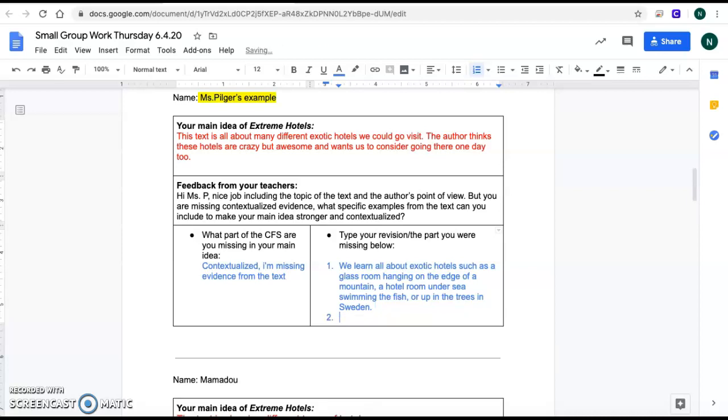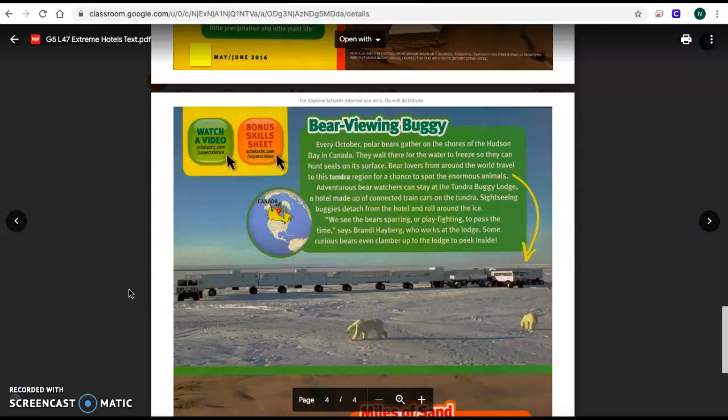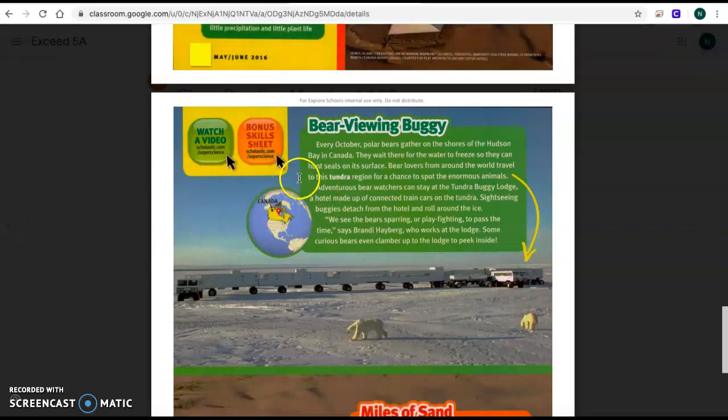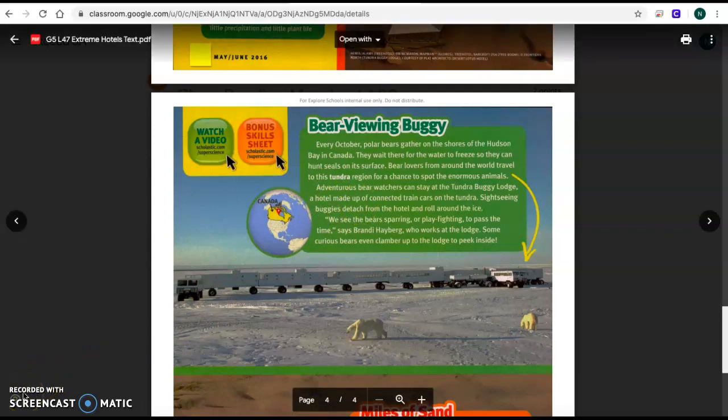But let me find now a really strong quote that proves what I'm trying to say. So another example that proves how extreme these hotels really are is this section here, right about this train car hotel in the tundra of Canada. So I just skimmed the paragraph quickly, and I really like this sentence right here. Adventurous bear watchers can stay at the Tundra Buggy Lodge, a hotel made up of connected train cars on the tundra. That is crazy and does not sound like normal hotels, so I want to include that piece of evidence as well to prove my main idea.